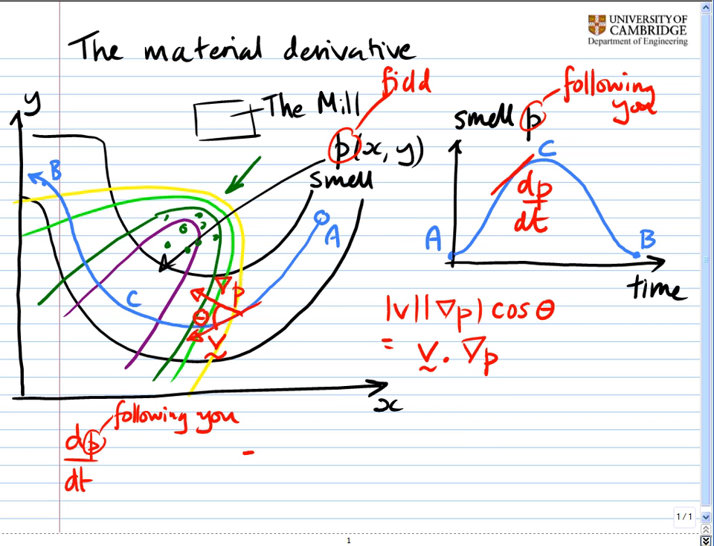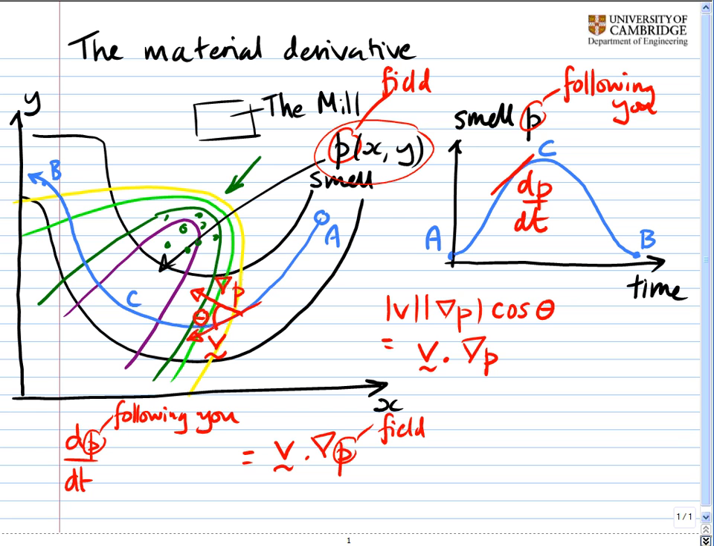So we can move that straight down here to say that dp by dt following you is equal to v dotted with grad p. Now, this p here is obviously a field. It's not the smell following you. It's p as a function of x and y that we have up at the top here.